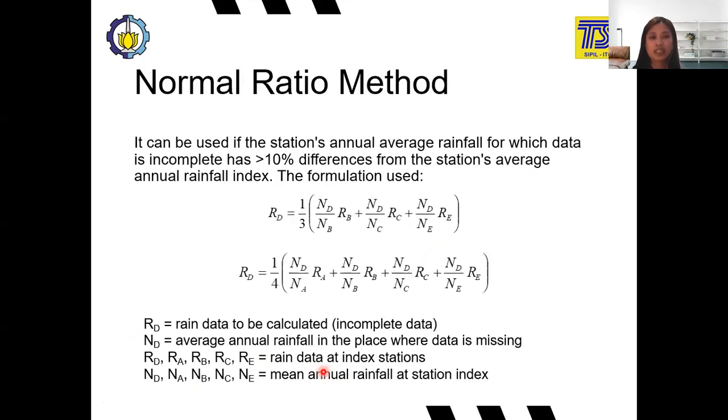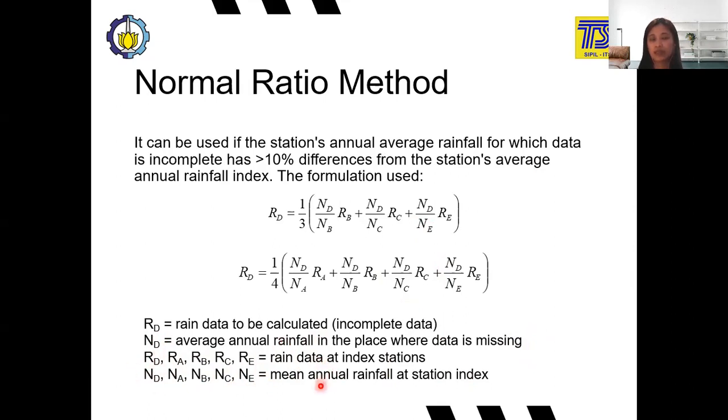But in this normal ratio method, we have the average annual rainfall, which is symbolized by N here. And here means the average annual rainfall in the place where data is missing, which is in station D. But there is also an A and B and C and E. And there should be no B, no D here because D is the missing one.